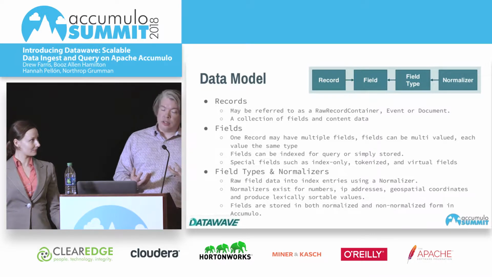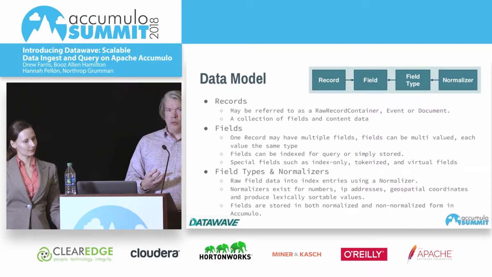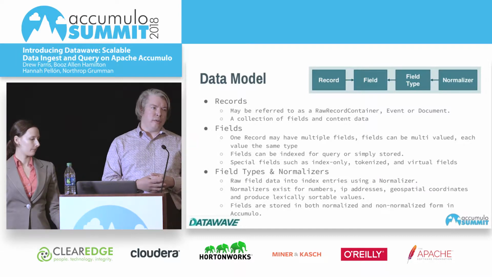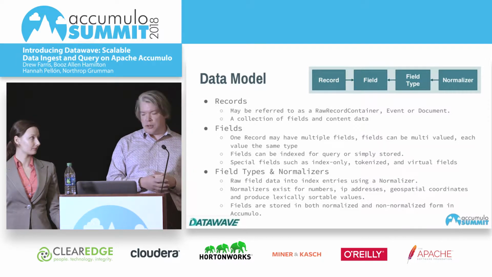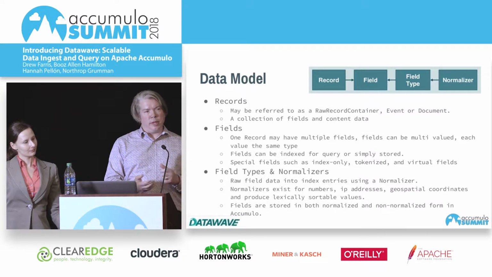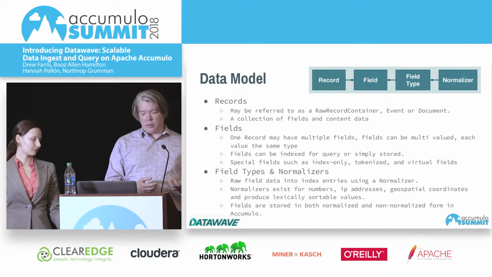So in addition to individual field types, you have a notion of this need to normalize your data as well, right? So as you all probably know, Accumulo stores things lexically sorted, and this doesn't make sense when your field value is numeric, an IP address or a geospatial coordinate or something along those lines. You have to use a normalizer to basically take that field and transform it into something that's lexically sorted. And Datawave provides a number of different normalizers out of the box to do this, and these are all tied back into the field type mechanism, right?